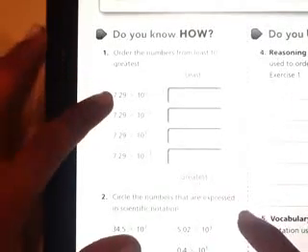I'm not sure why that's not brightening up. I'll zoom in.